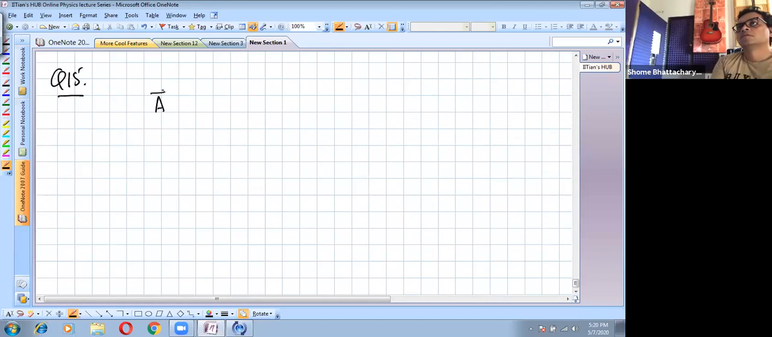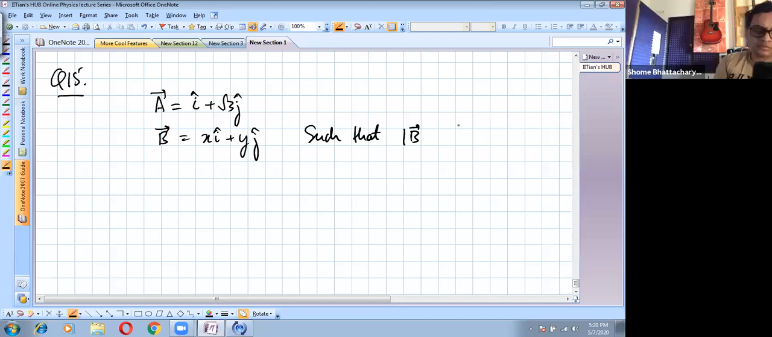Question 15 says that the vector A is î plus root 3 ĵ, and the vector B is some xî plus yĵ, such that the magnitude of B is equal to 4, and B is perpendicular to A. Then how much can x and y be?